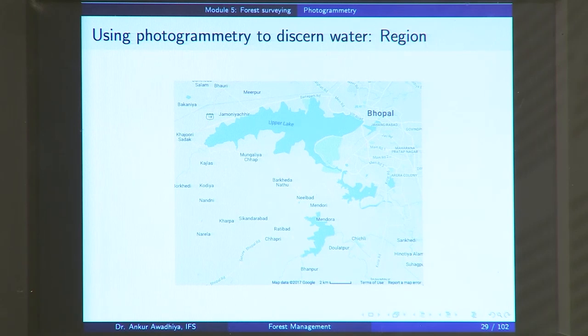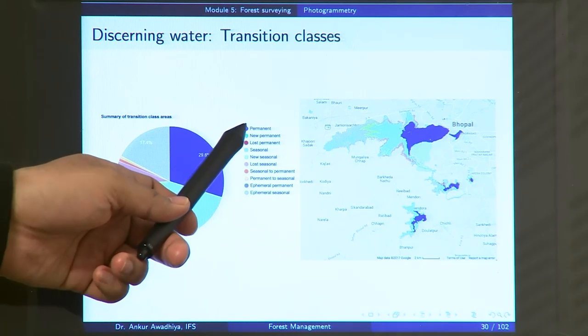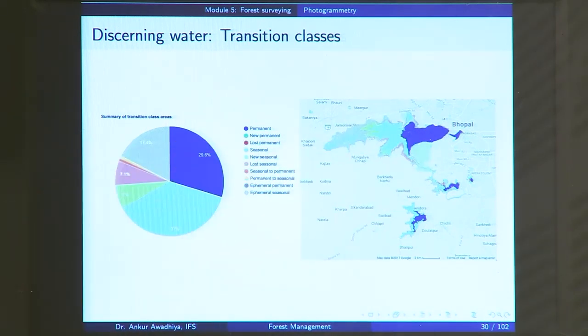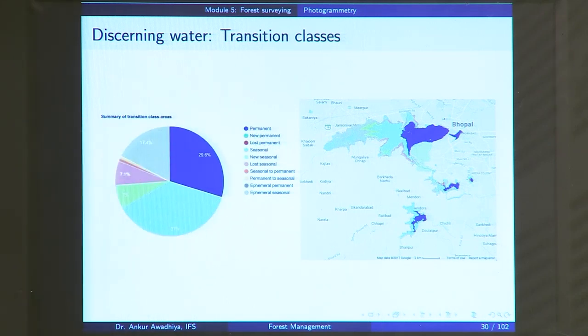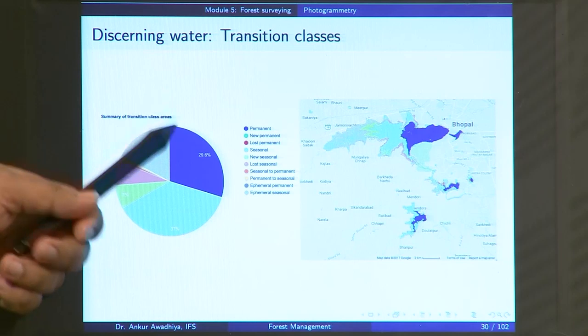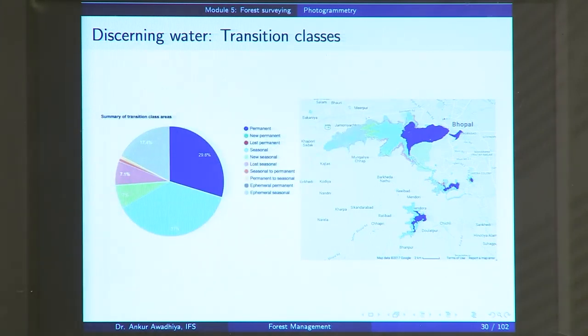So, to discern the boundary we started by looking at the transition classes. We are looking at 30 years of data and trying to figure out which areas have had a permanent amount of water in all these 30 years, how much of the area has become a new permanent water reservoir, or which areas earlier had a permanent location of water, but now it is becoming seasonal. What are the areas that have shifted from seasonal to permanent and so on.